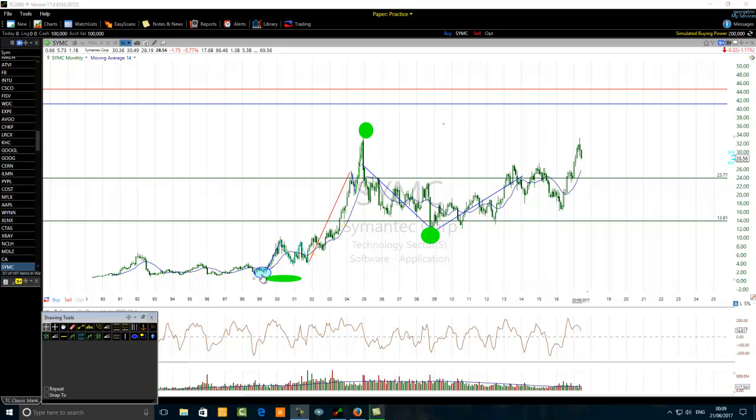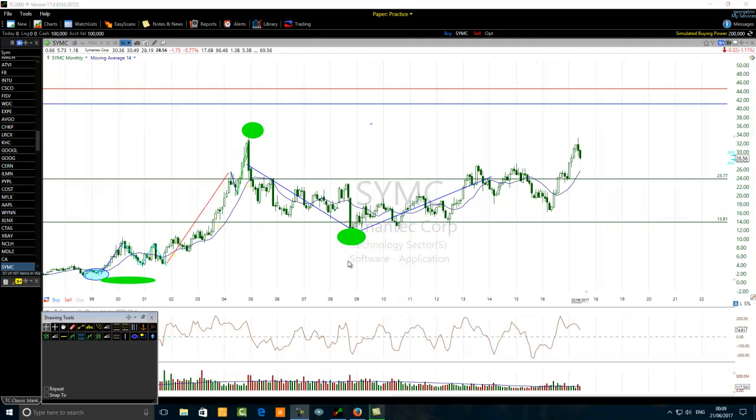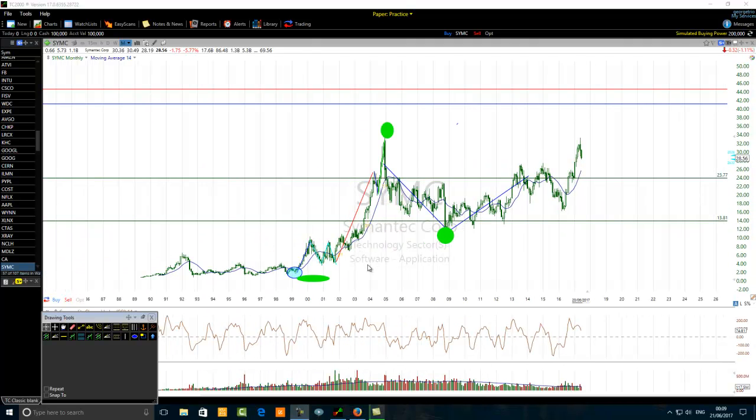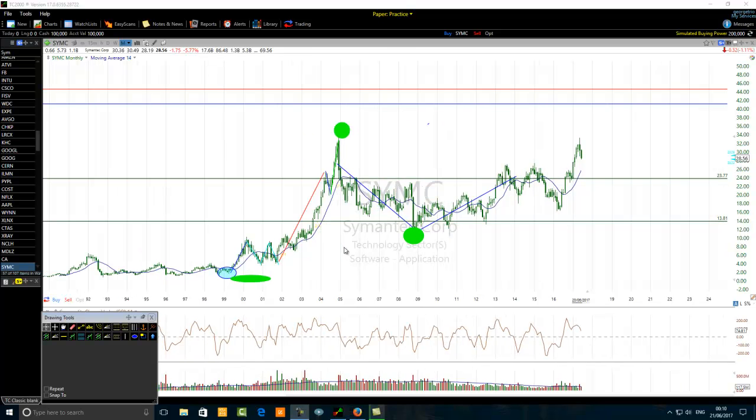So I'm looking at Symantec. If you are using computers, you know there are various software products to protect your computer. Symantec belongs to the technology sector, software application. This is an American stock that belongs to the technology sector.